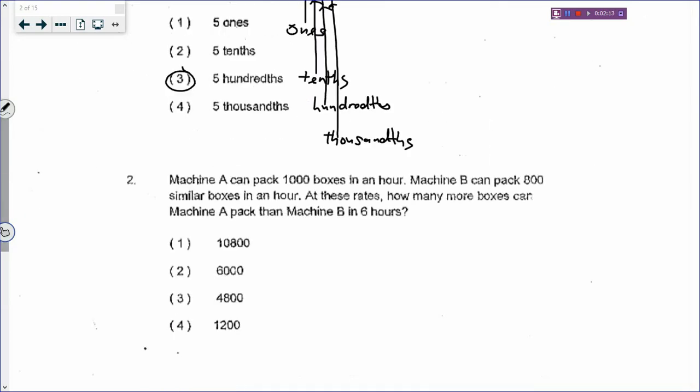Machine A can pack 1,000 boxes in an hour. Machine B can pack 800 boxes in an hour. So you're talking about the same timing, both machines pack so many boxes in 1 hour. Now at these rates, how many more boxes can machine A pack than machine B in 6 hours? The question asks you how many more. Then you need to find how many more machine A can pack than machine B in 1 hour.